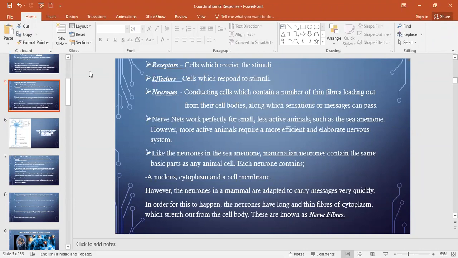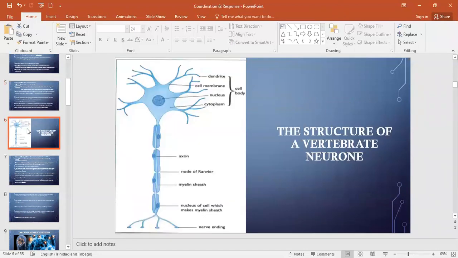Okay? And neurons, as the term came up just now, are like your wires, which are conducting cells. They contain a number of thin fibers which lead out from their cell bodies, and sensations or messages pass along these cells. So these are like your wires. And this is an example here. Let me show you what the neuron looks like. This is what a neuron looks like, and these are your conductor cells.